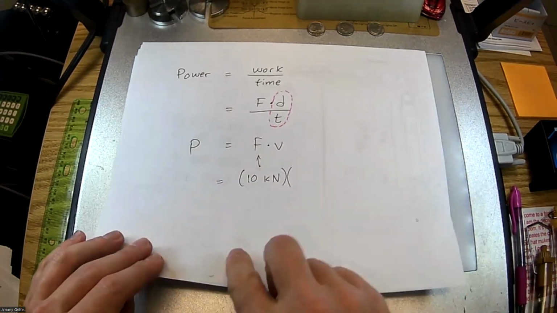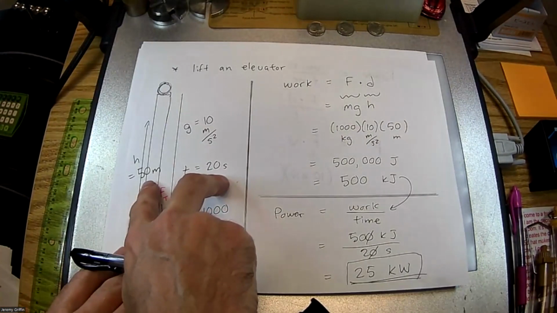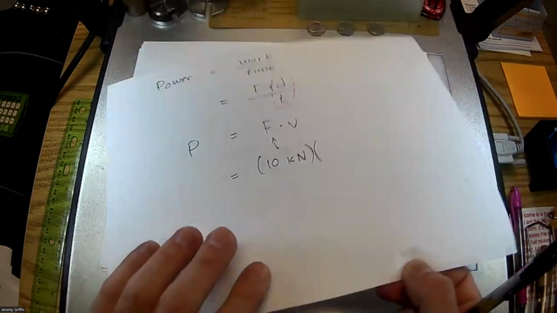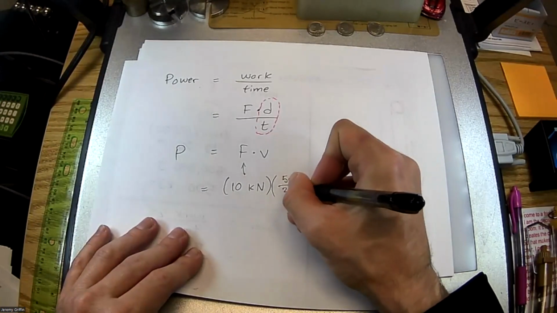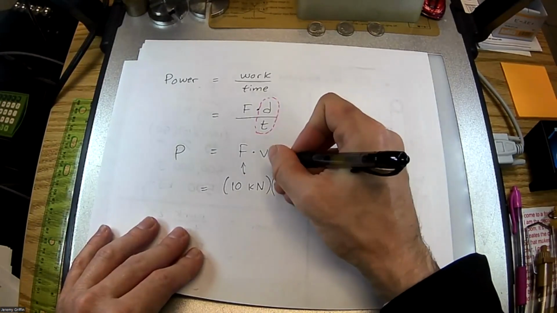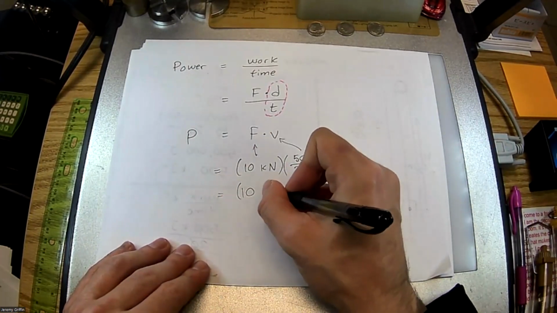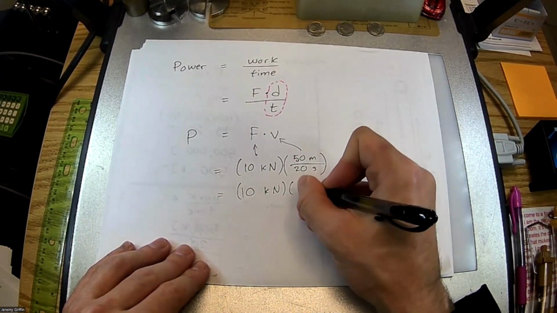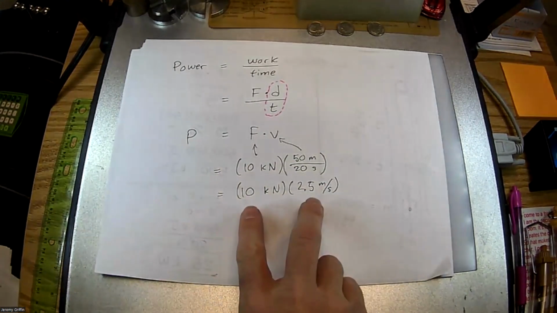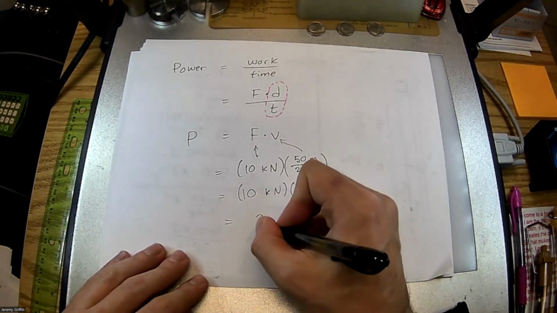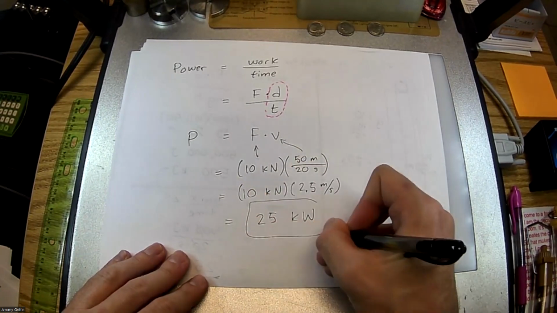at, see, distance over time for velocity? Well, I've got 50 meters. It happened in 20 seconds, right? 50 meters in 20 seconds. So that's the speed, 50 meters in 20 seconds. So I got 10,000 newtons, 10 kilonewtons at 2.5 meters per second. Put it all together, is that 25 kilowatts? Hey, 25 kilowatts.